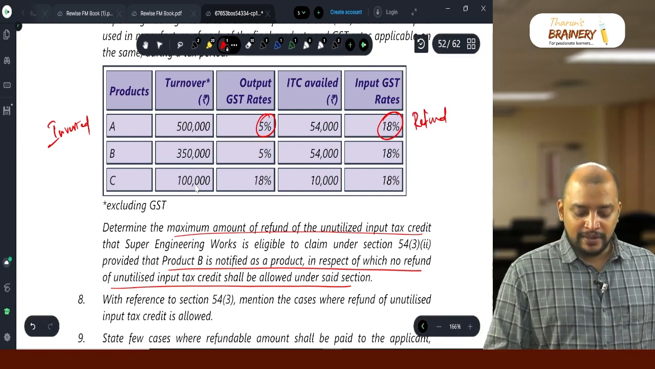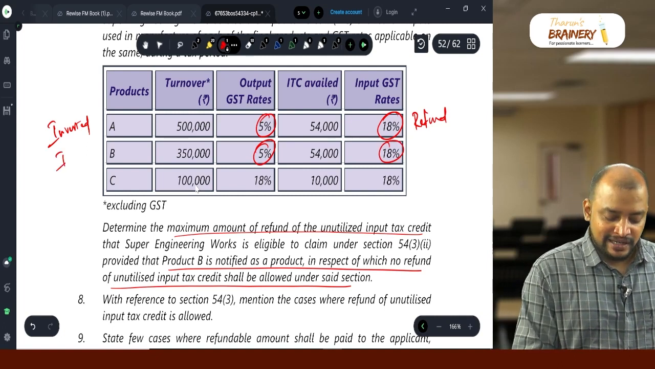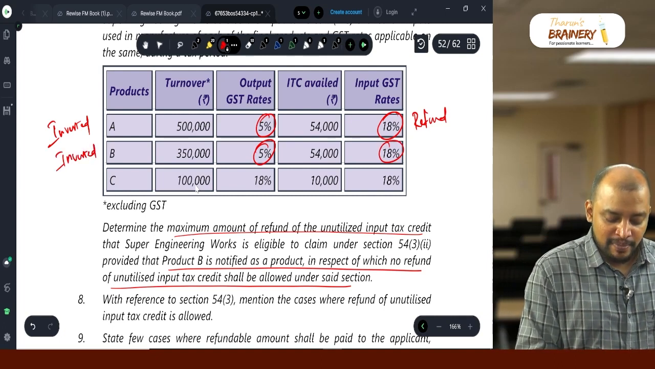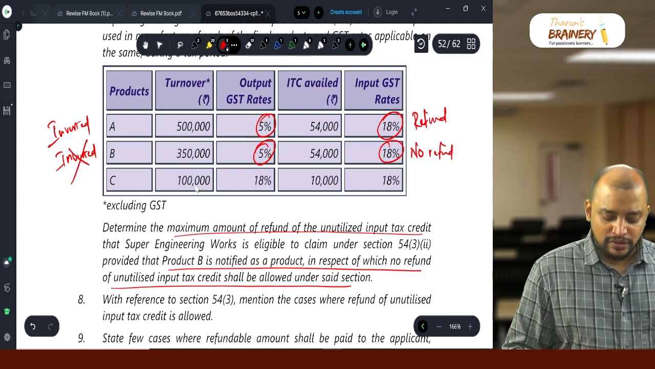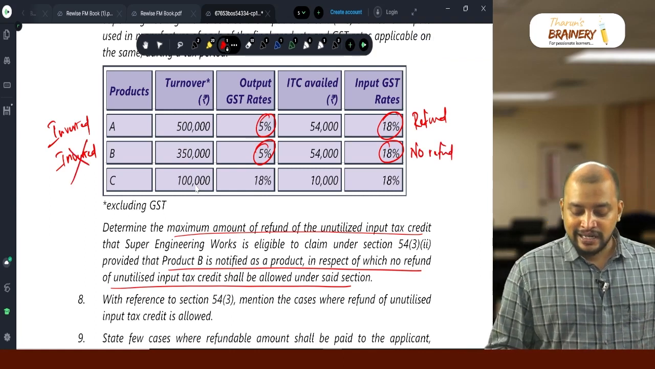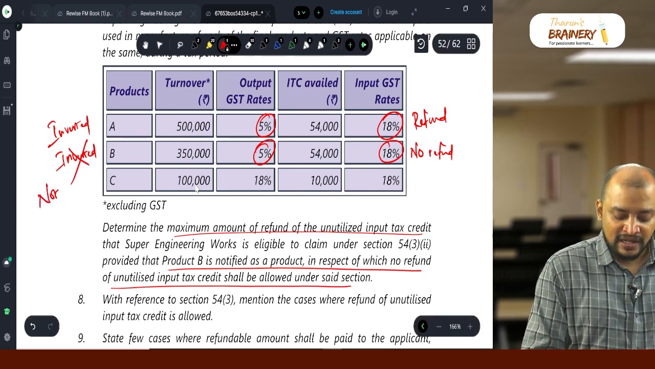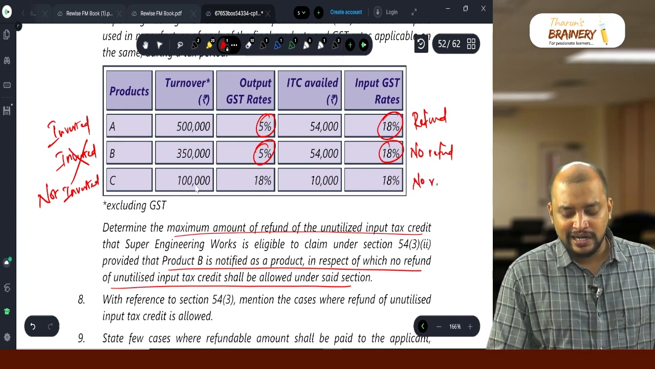Product B same, it is inverted, but no refund. Why is there no refund? Because product B is notified. Then product C is not inverted, and here also we will not get any refund.